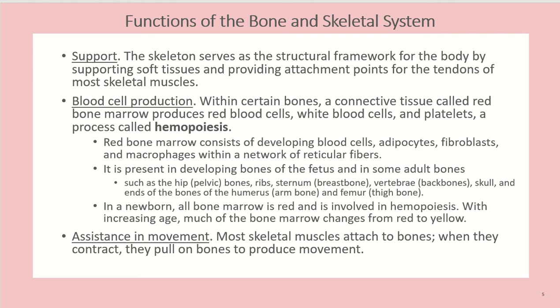So it is going to be present in developing bones of the fetus, as well as some of the bones in the adult skeleton as well. In the adults, this is going to be bones like the hip or the pelvic bones, the ribs, the sternum, the bones of the thigh, the femur, as well as the humerus. These are all going to contain red bone marrow. In newborns, all bone marrow is going to be red bone marrow, and this is going to all be involved in hematopoiesis. And then as age increases, much of that red bone marrow is going to change into yellow bone marrow. So the skeletal system overall is going to be very important for, like we said, the production of blood cells.